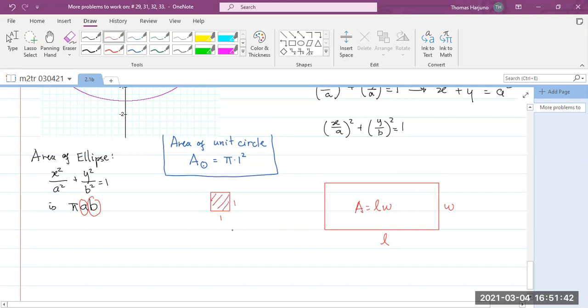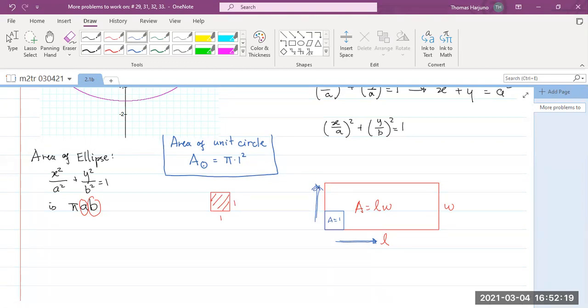Now, a rectangle is basically stretching this square horizontally by a factor of L and vertically by a factor of W. So the area that is originally 1 is then multiplied by L and multiplied by W. That's how you get the area of that rectangle as L times W. That's the idea of transformation that is explained by a guy named Howard Anton.